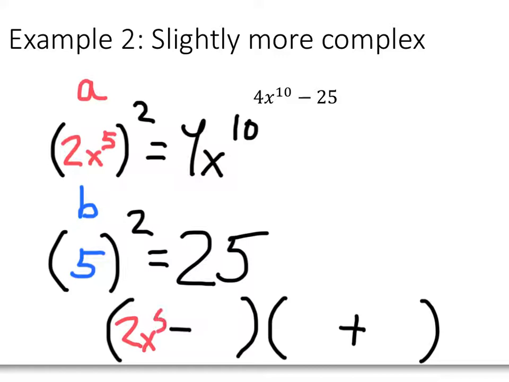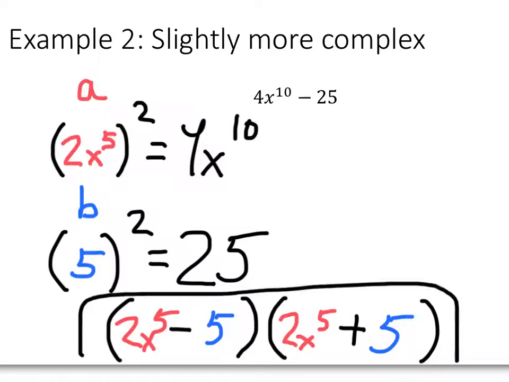So 2x to the 5th and 2x to the 5th, and then 5 and 5. And once again, we can check it by distributing it back out. Therefore, the factored form of 4x to the 10th minus 25 is 2x to the 5th minus 5 times 2x to the 5th plus 5.